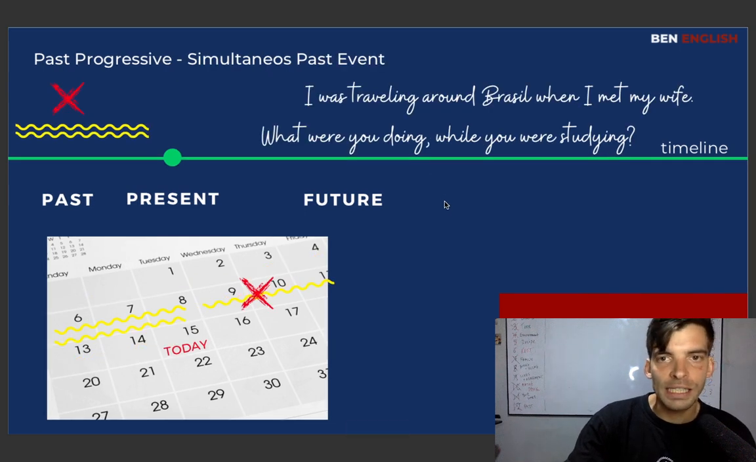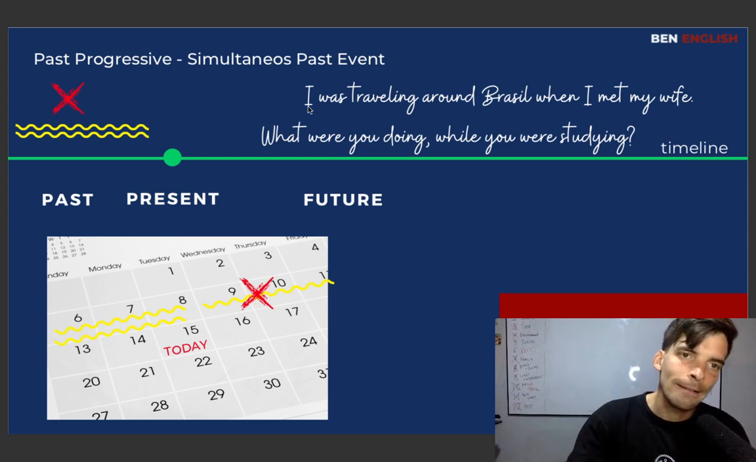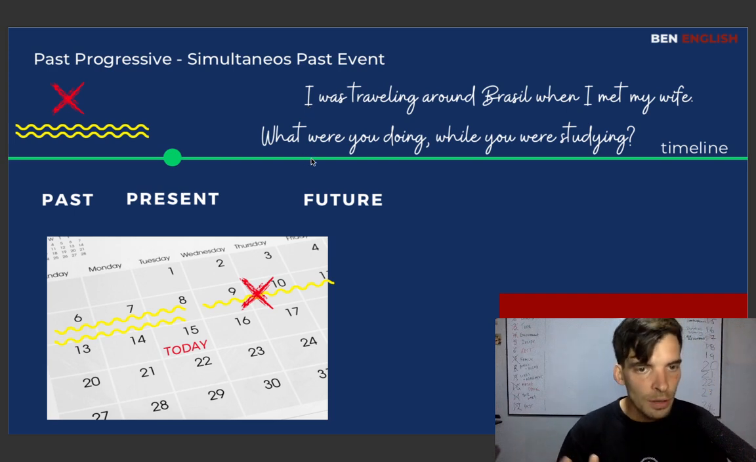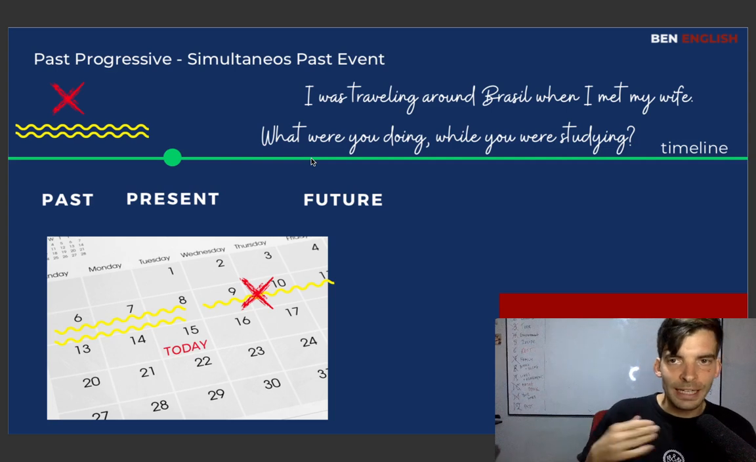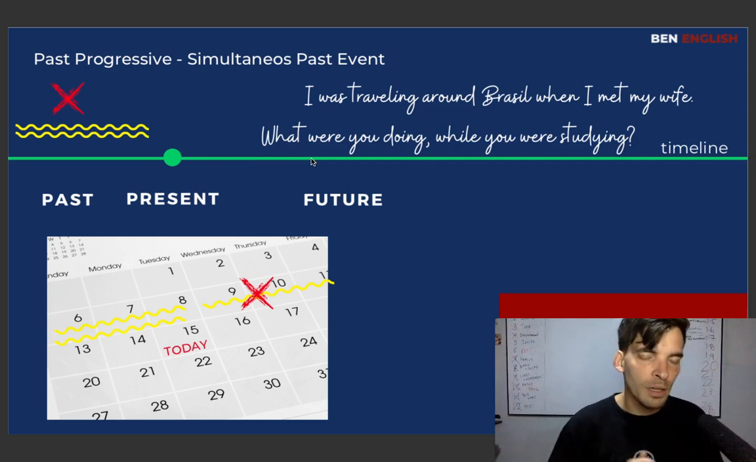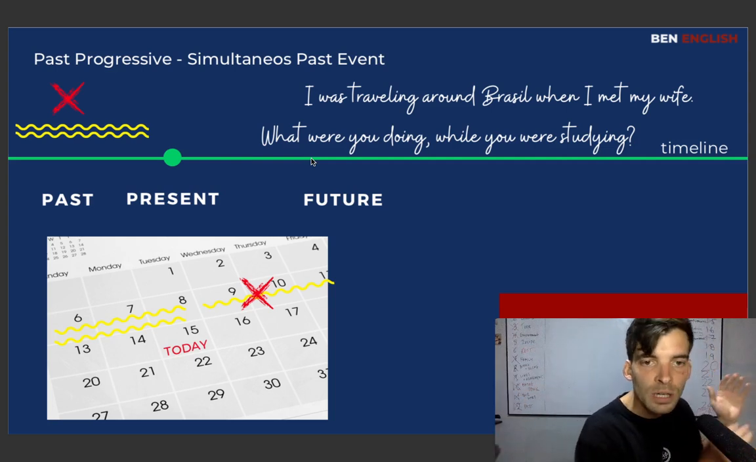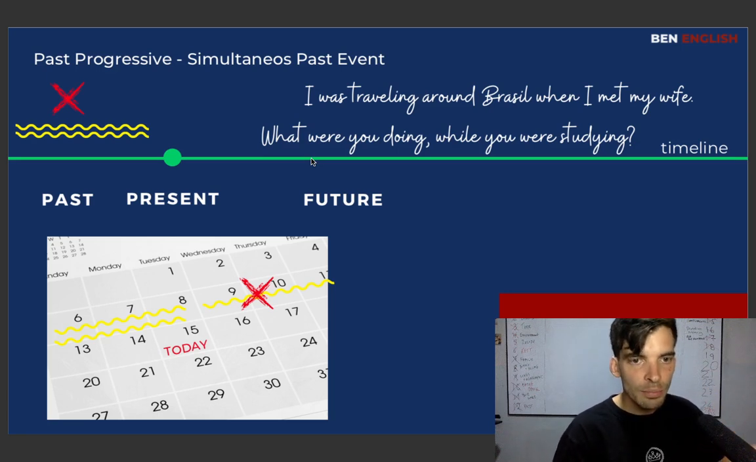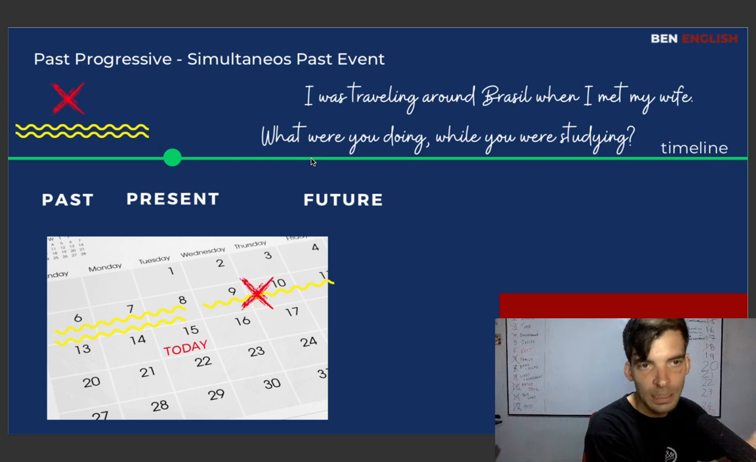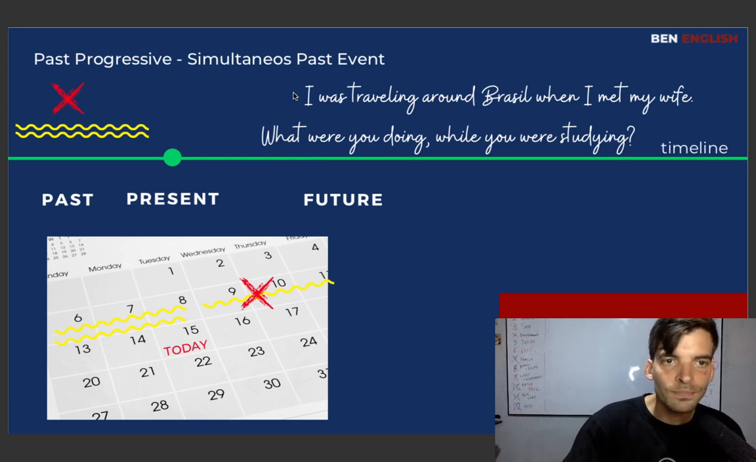So the past progressive is a simultaneous past event. It's used to describe when two things are happening in the past. So the idea of I'm doing something now is progressively happening. The same with the past progressive. It's something that was happening in the past, but now related to a different event in the past. For example, I was traveling around Brazil when I met my wife.